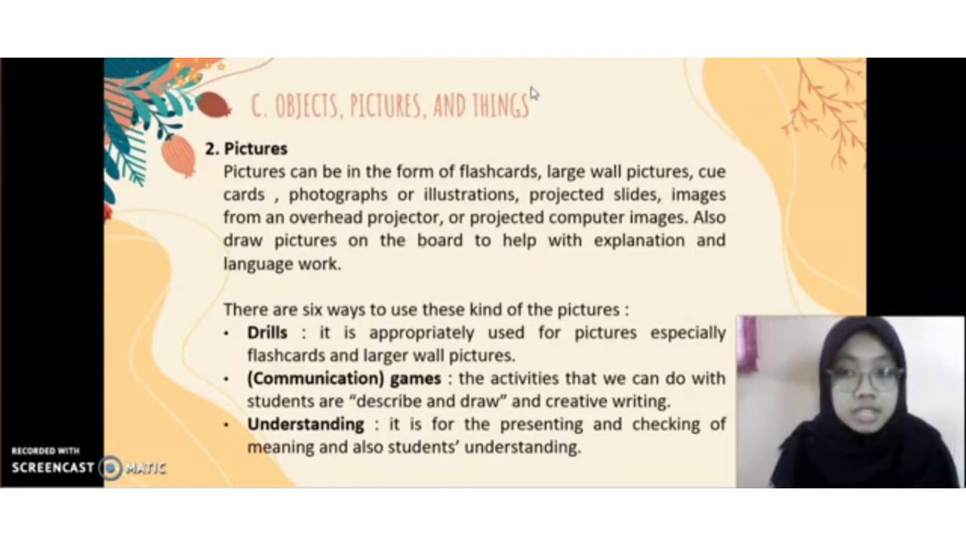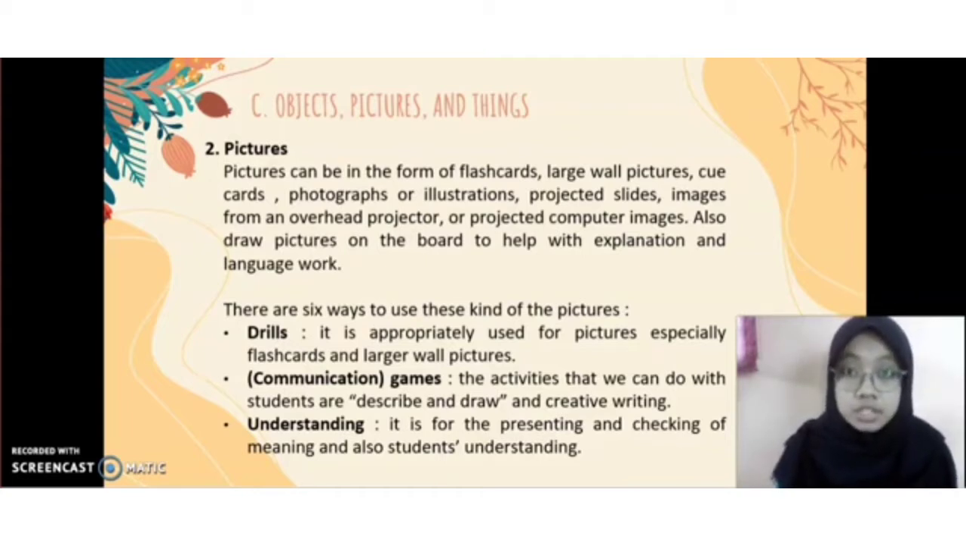The next is picture. A picture can be in the form of a flashcard, large wall picture, cue card, photograph, or illustration, projected slide, image from an overhead projector, and projected computer image. Also, the teacher can draw a picture on the board to help with explanation and language work. There are 6 ways to use this kind of picture.